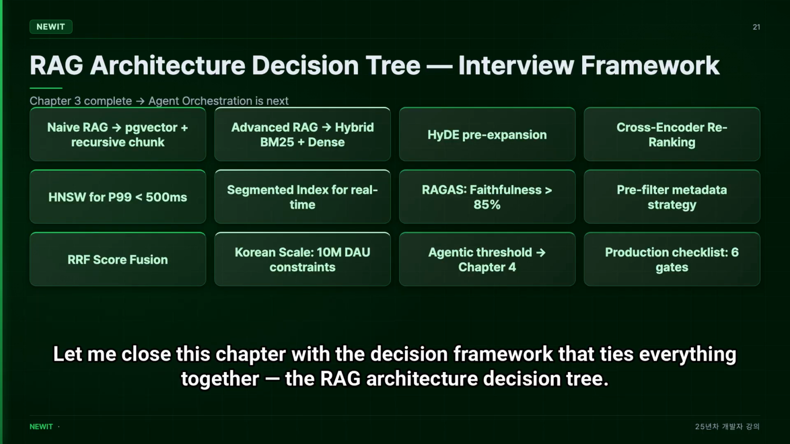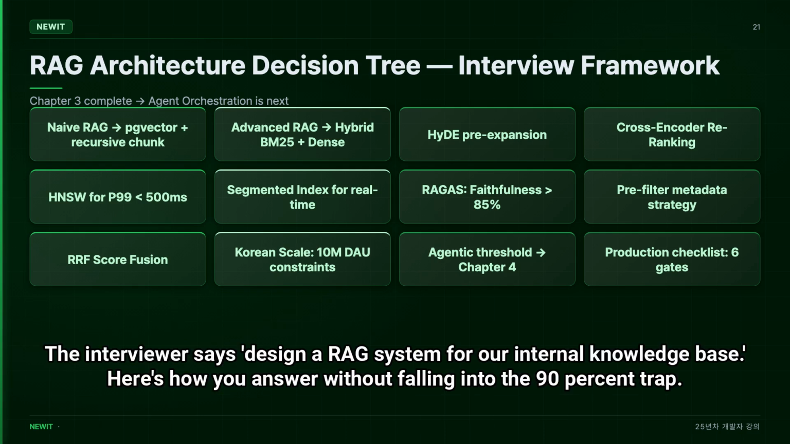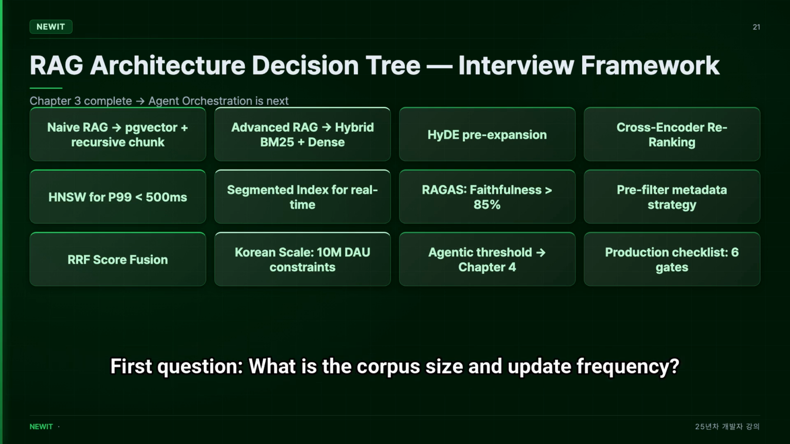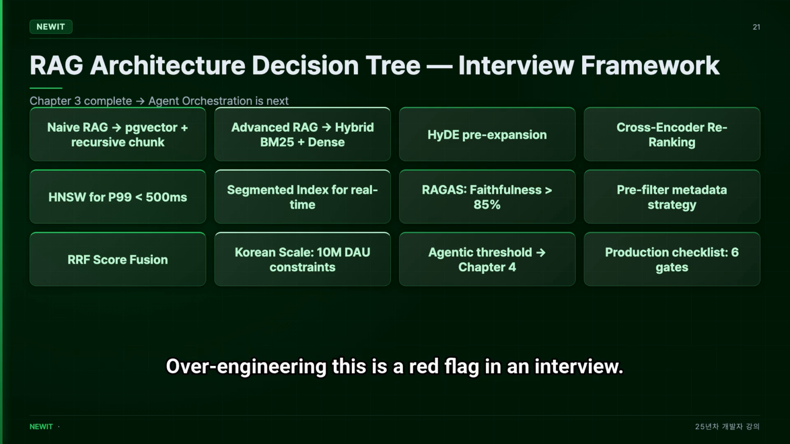Let me close this chapter with the decision framework that ties everything together. The RAG architecture decision tree. You're in a system design interview. The interviewer says design a RAG system for our internal knowledge base. Here's how you answer without falling into the 90% trap. First question. What is the corpus size and update frequency? Under 100K documents with weekly batch updates, naive RAG with a vector DB and recursive chunking is completely sufficient. Over-engineering this is a red flag.